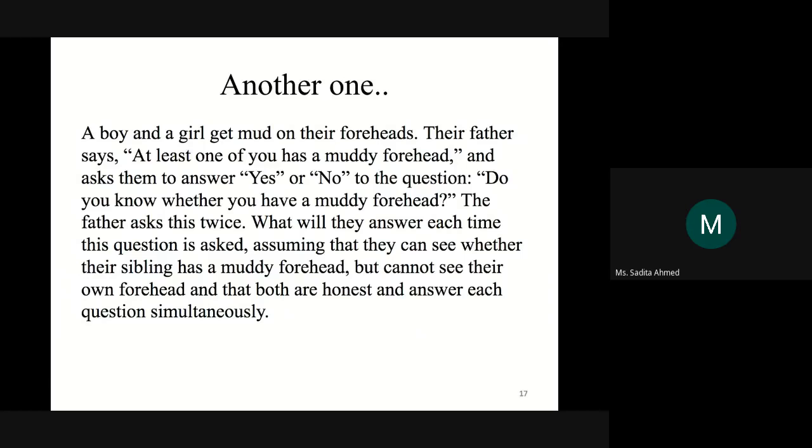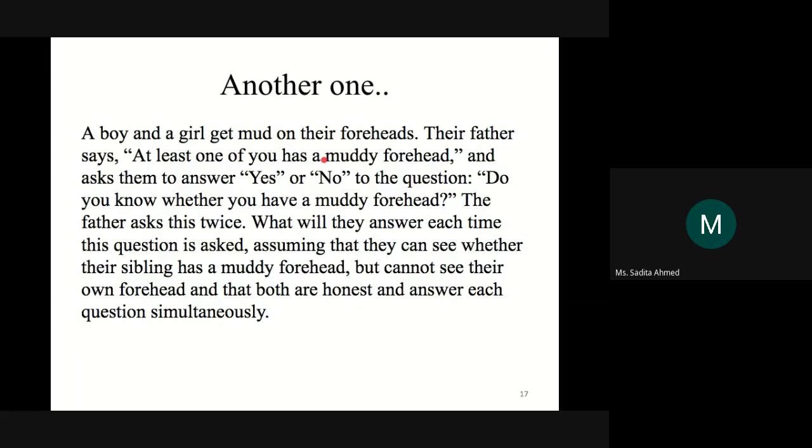I'm sure that all of you who came to the conclusion that the first time both of them will say no, it was there in your head that the dad's statement is also important here, what you said, William. So yes, we have to combine the two things that we know together. The fact that the boy can see the girl's forehead and the girl can see the boy's forehead, and that the dad said that at least one of you has a muddy forehead, and this statement must be true because the father is honest. All right.